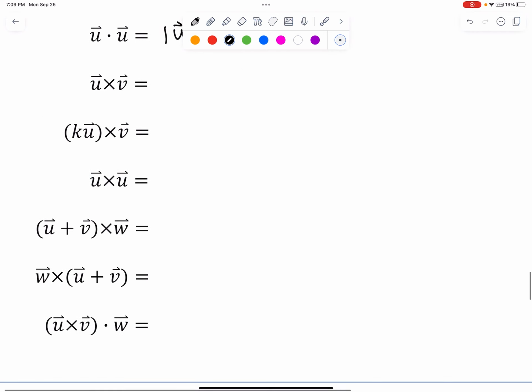Now let's do some properties with the cross product. The cross product is not commutative. If you switch the order, you get the opposite sign. So if you do switch the order, you need a negative sign to be produced. So negative v cross u. The dot product is commutative, the cross product is not.